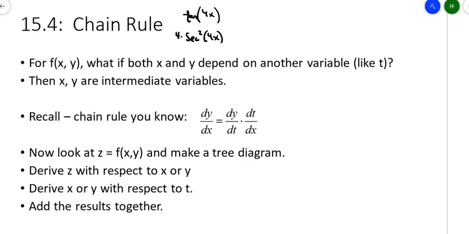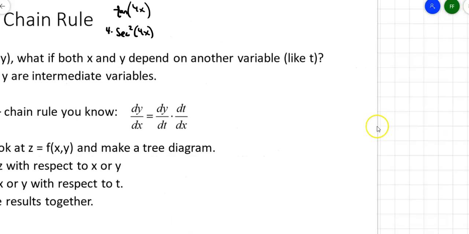What if you had two variables, and those two variables depended on another variable, like you had some parameter set up, t? Then those x's and y's have a name. We call them intermediate variables. How do you do the chain rule then? Well, let's look at it as z equals f of x, y. So this up here is just a chain rule in two dimensions. dy dx is the derivative of y with respect to t, and then derive the inside. So the outside, inside.